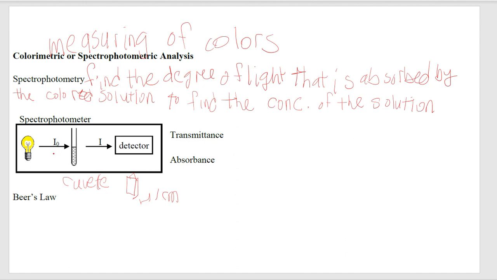The light that can pass through, so this is going to be 100% light over here, right? We're going to put all the light we can. This over here is how much light actually comes out of it, right? And this is called transmittance, and transmittance is just the degree to which light passes through a solution.